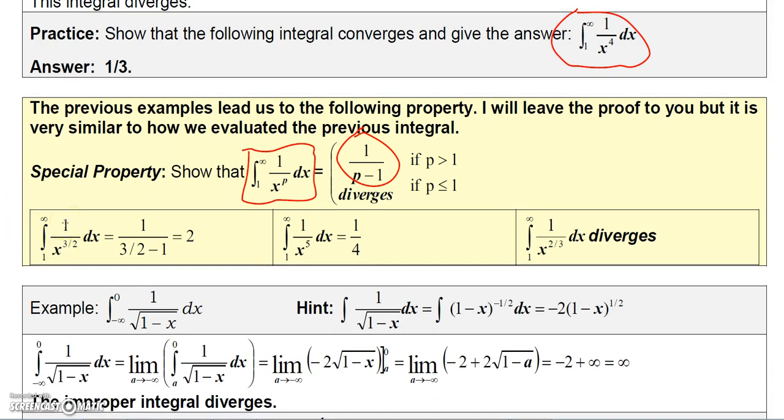Here's another one. If you wanted to evaluate from 1 to infinity 1 over x to the 3/2, then since p, 3/2, is greater than 1, that will converge to 1 over 3/2 minus 1, which is 1 over a half, which is 2. If you have 1 over x to the 5th from 1 to infinity, then again 5 is greater than 1, so that would converge to 1 over 5 minus 1, which is a 4th. And this one, 1 over x to the 2/3 integrated from 1 to infinity, is going to diverge because 2/3 is less than 1.